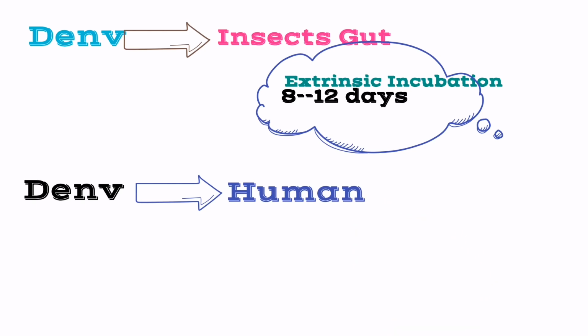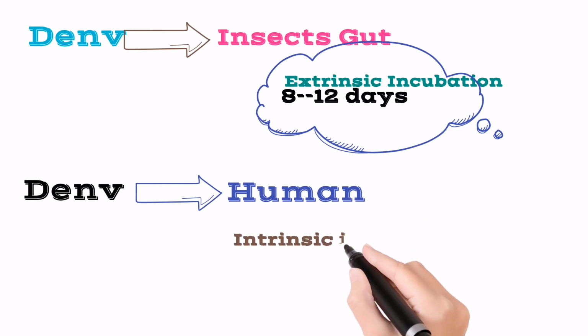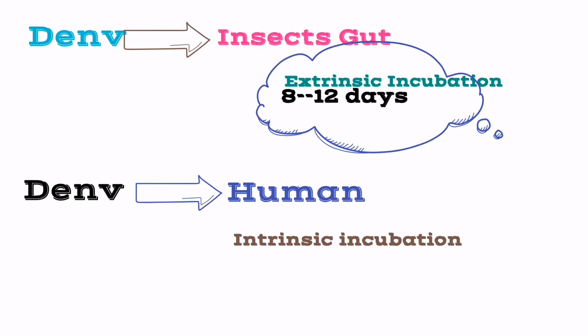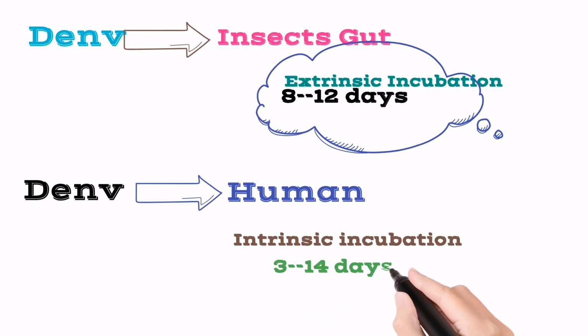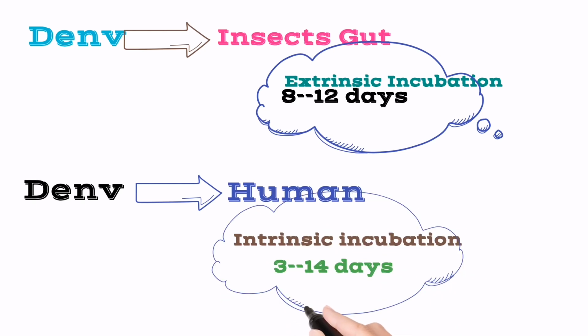the virus to the healthy individual. Then the virus incubates inside the person and is termed intrinsic incubation, because this incubation takes place inside the individual. It lasts for 3 to 14 days.